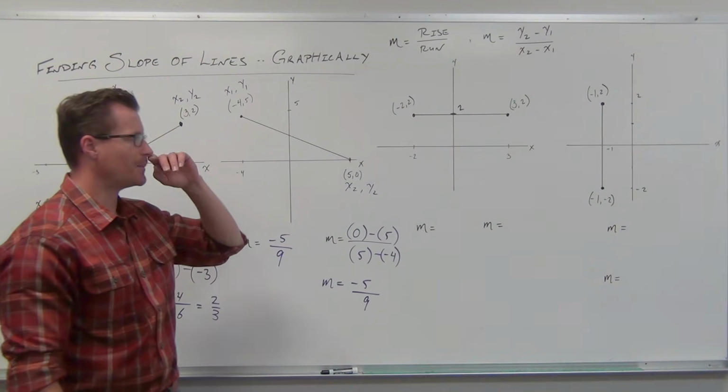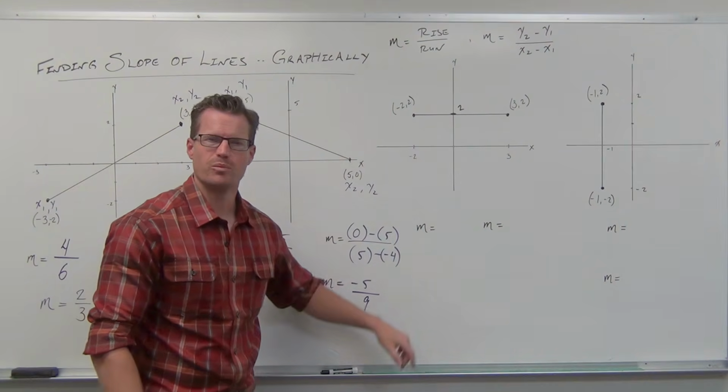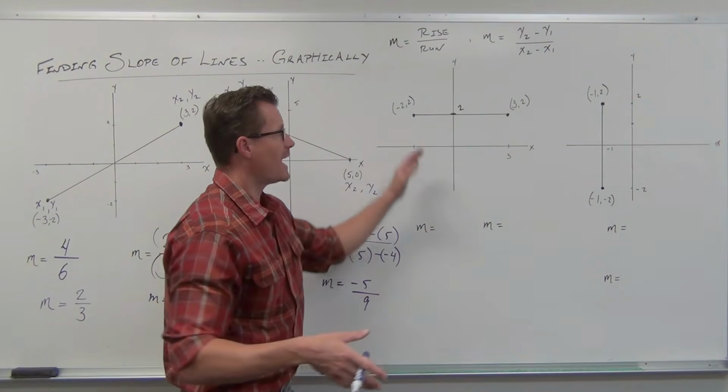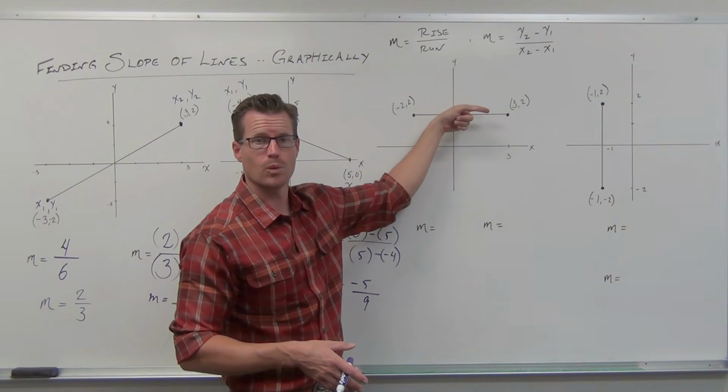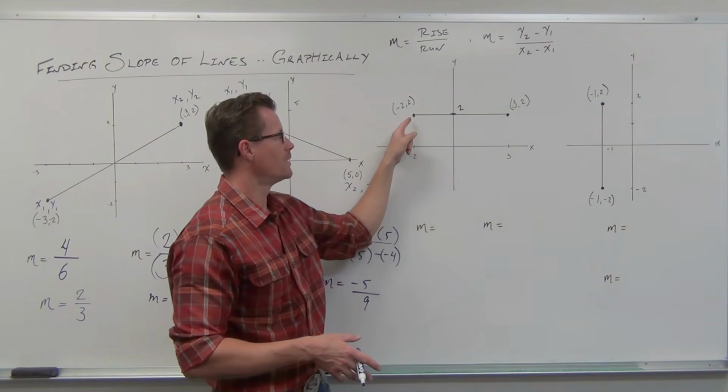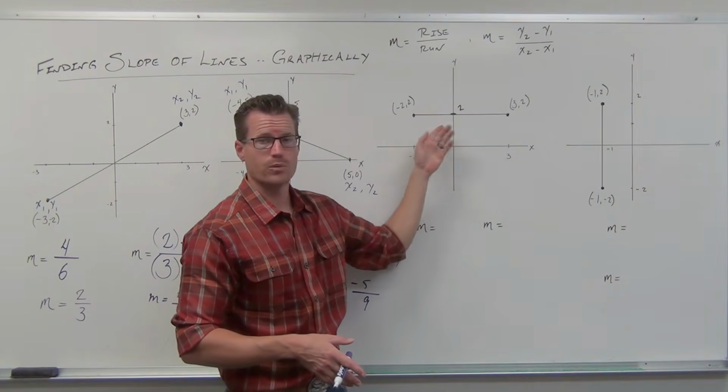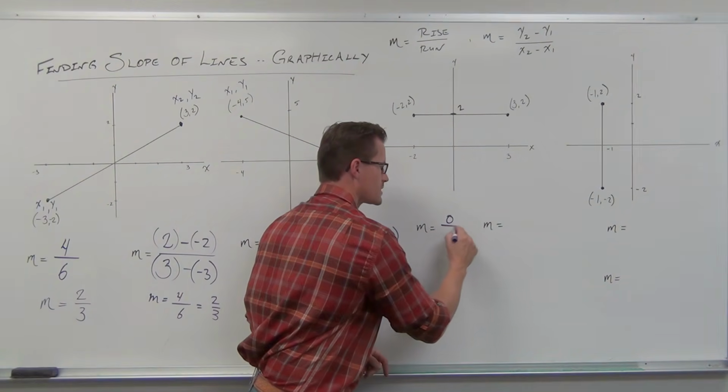Now, how about the next one? What should that slope be? Just think about rise over run. As we move from left to right, how much do we rise? We don't. How much do we run? 1, 2, 3, 4, 5. We run 5 spots. We rise 0 spots.